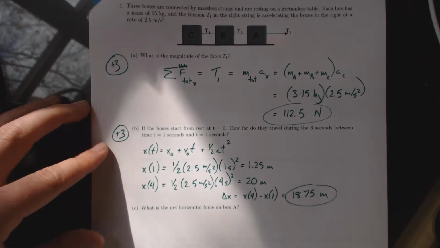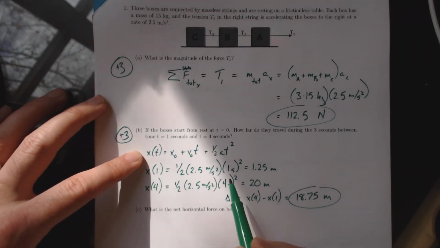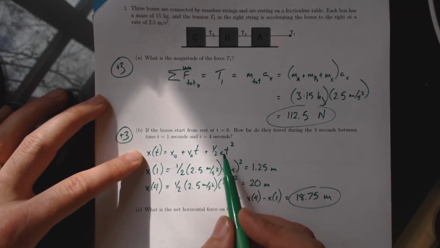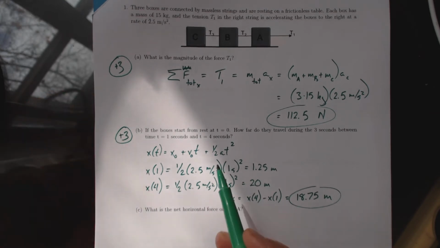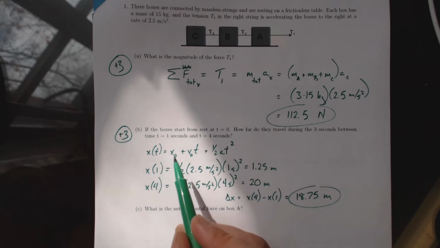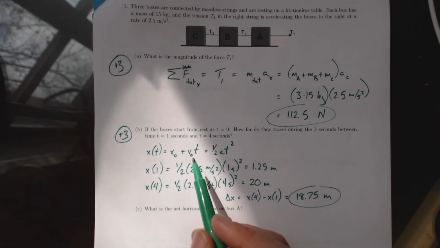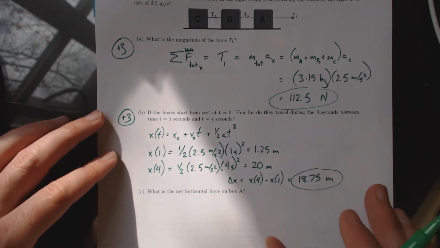Now a lot of people, you could imagine, plug in just the difference in time. So they say, well, it's traveled 3 seconds, and somehow they're trying to compute just by plugging in 3 seconds. Well, this will tell you how far it's moved from rest if you set v naught equal to 0 in 3 seconds. That's not what we want.